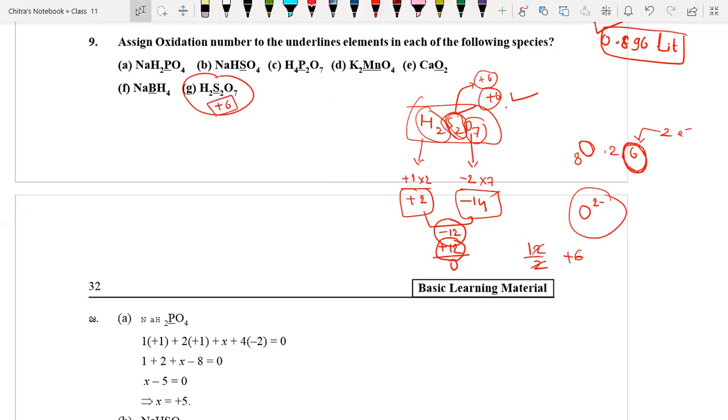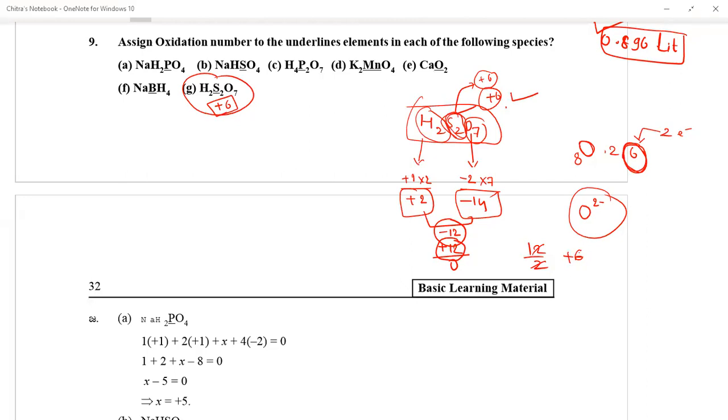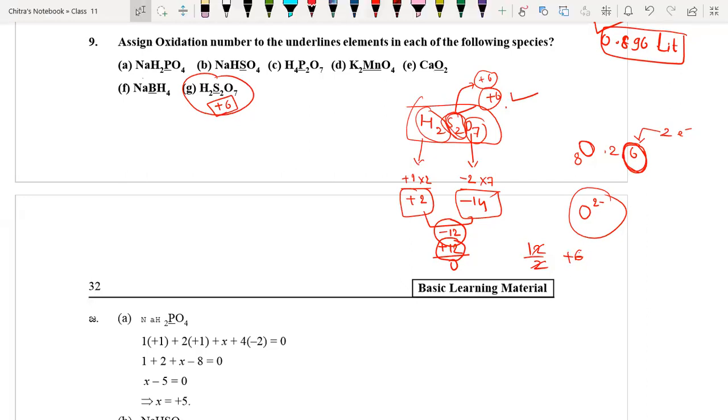So first we have calculated that. Now for F, NaBH4. Who is going to tell me what is going to be the charge on boron? Always remember, here again we have NaBH4. So we know the charge on sodium is always +1.